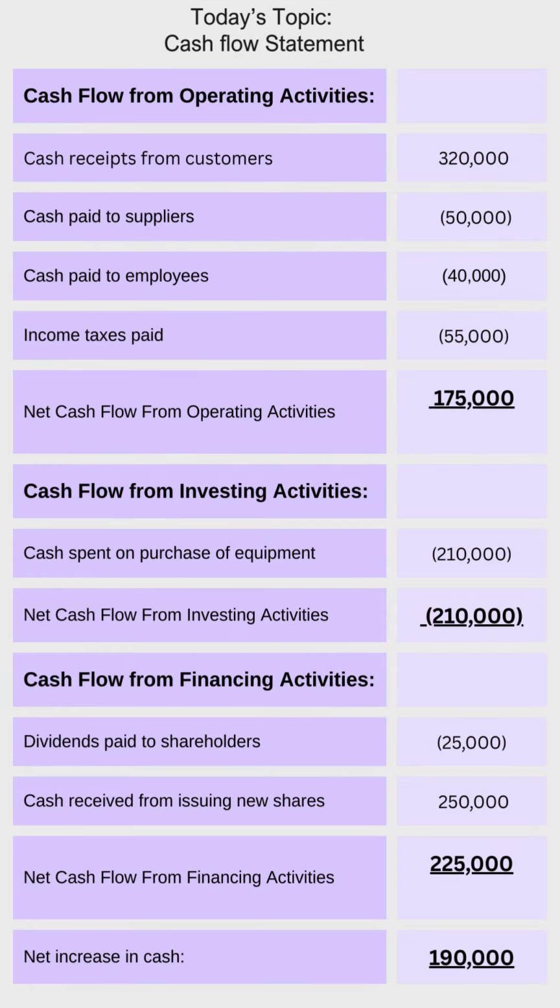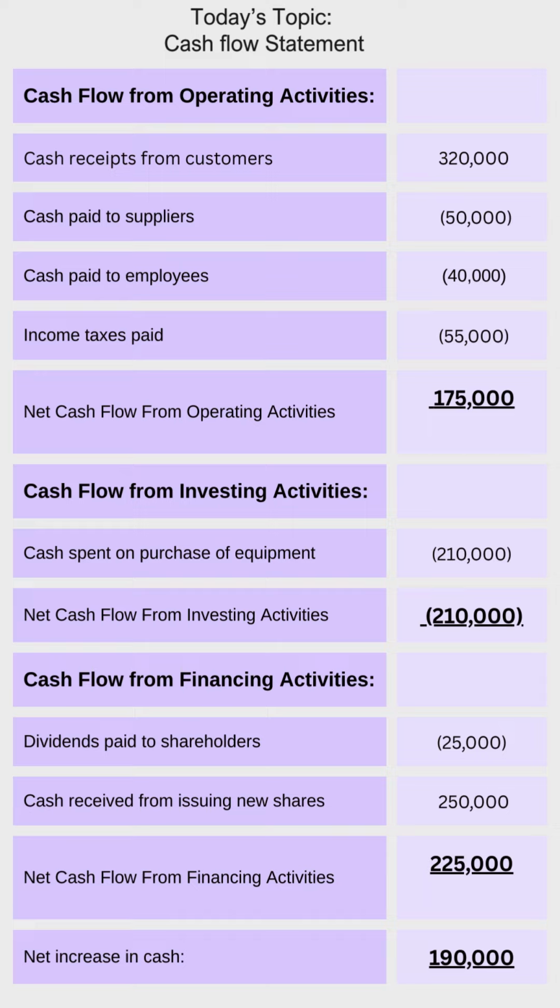Let's have a look at a sample cash flow statement. Suppose the business received $320,000 cash from customers, paid bills to suppliers totaling $50,000, paid salaries to employees of $40,000, and finally paid income tax amounting to $55,000. So it will deduct all the expenses from the cash received for that specific period. The total net cash flow from operating activities will be $175,000.